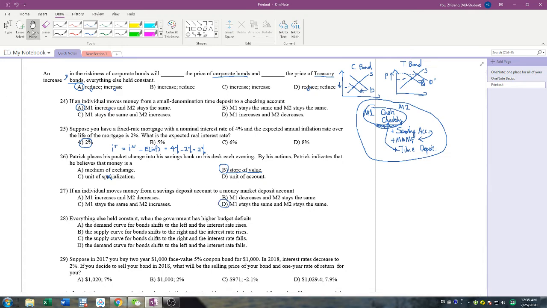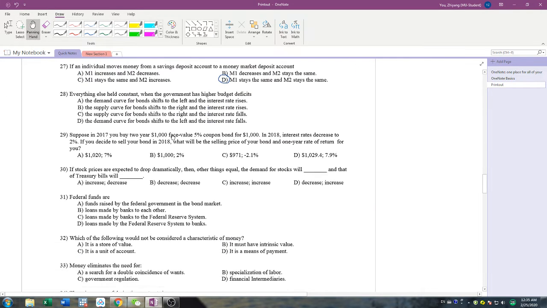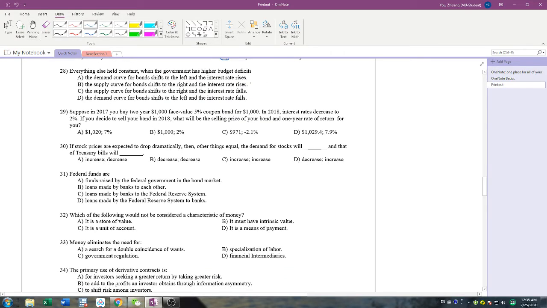So both M1 and M2 will stay the same, which makes D the right answer. Okay, and question 28. Everything else held constant, when the government has a higher budget deficit, what will happen?